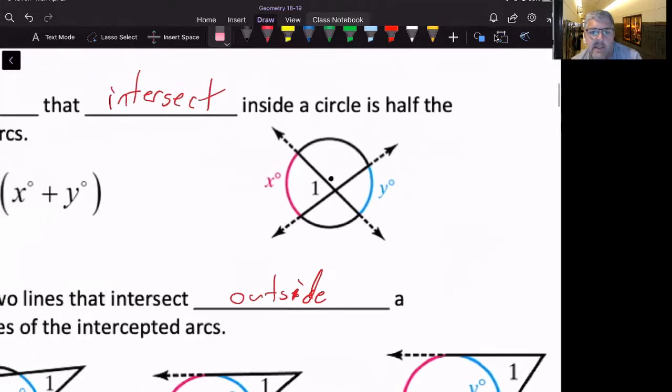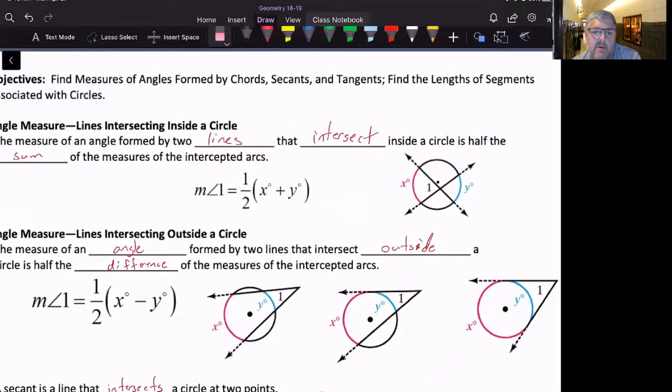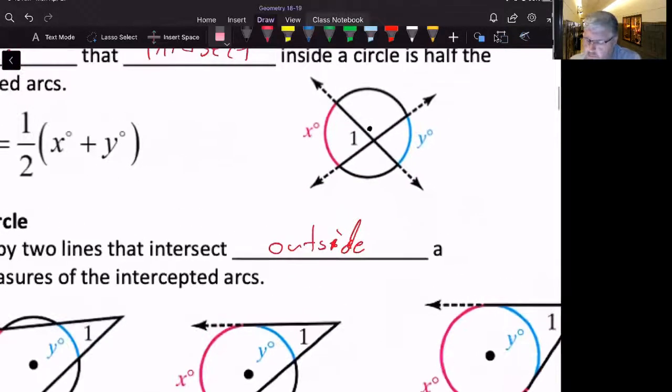If they intersect inside the circle, the angle is half the sum of the two arcs. So basically it's the average of the arcs. Quick example: if this was 40, this was 50, angle 1 would be half of that sum, so 1/2 of 90, so this would be 45 degrees. Easy stuff.